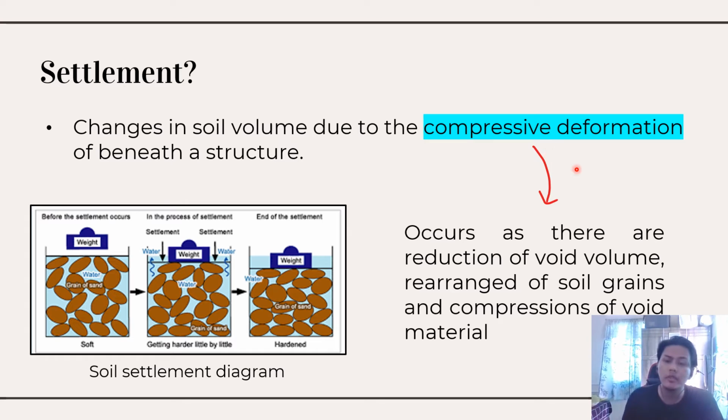What is compressive deformation? Compressive deformation occurs when there is a reduction of void volume, a rearrangement of soil grains, and the third one is compression of void material. It can be explained more by this diagram. Let's take a look at the first picture. Before the settlement occurs, you can see the grains of soil are not sticking to each other because there is no compression. During the process, the compression is there, so the grains of soil start sticking to each other, and at the end of the settlement they are completely stuck to each other, which will harden the soil itself.